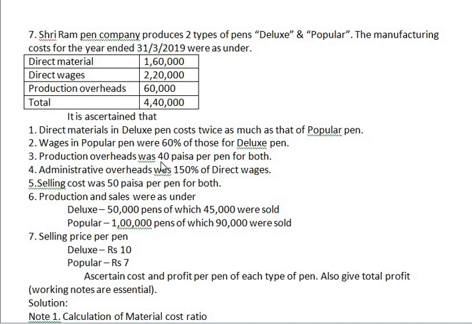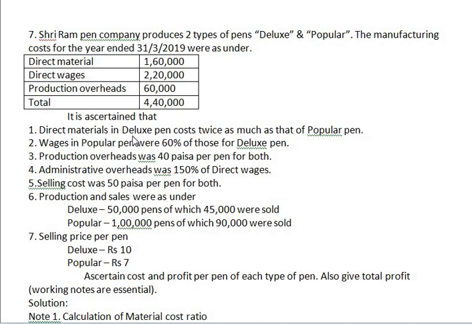In today's class, we are going to solve one more problem on unit costing, and the problem is: Shri Ram Pen Company produces two types of pens, deluxe and popular. The manufacturing cost for the year ended 31st March 2019 was: direct material 1,60,000, direct wages 2,20,000, production overheads 60,000, total 4,40,000.